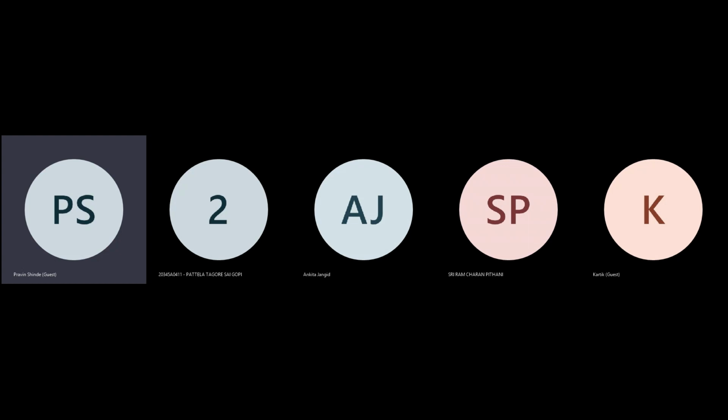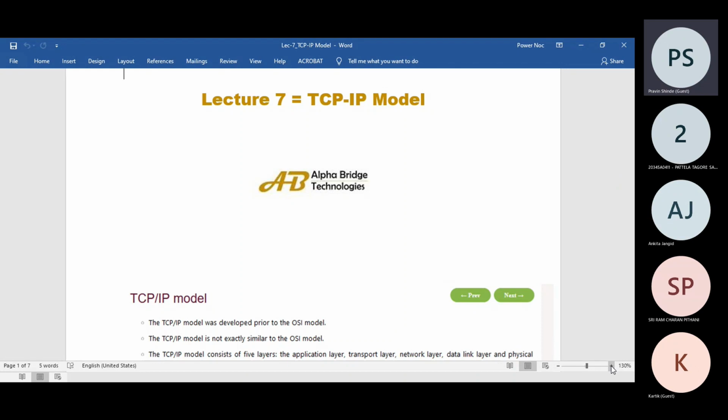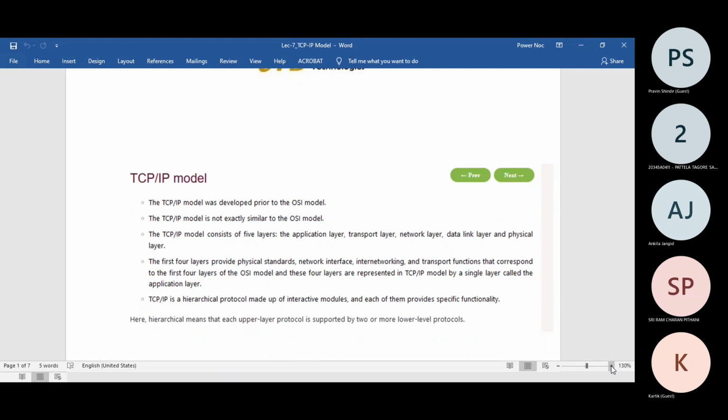Today we start lecture number 7, the TCP/IP model. The TCP/IP model was developed prior to the OSI model. You all know the OSI model well. The TCP/IP model is not exactly similar to the OSI model.